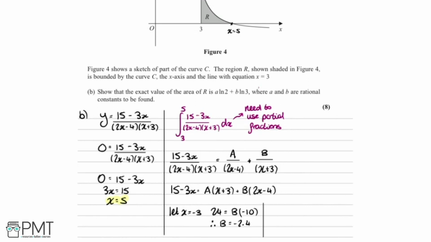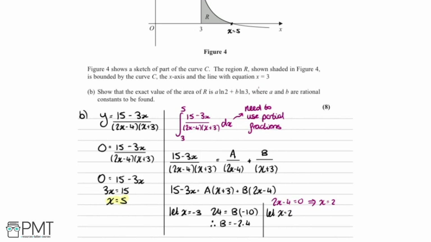And here we're just going to do the same thing again, but we're going to get rid of B this time so we can work out what A is. So we want this bracket to go to 0. That means we need 2x minus 4 to equal 0, so that means x is going to need to equal 2. So we're going to let x equals 2.